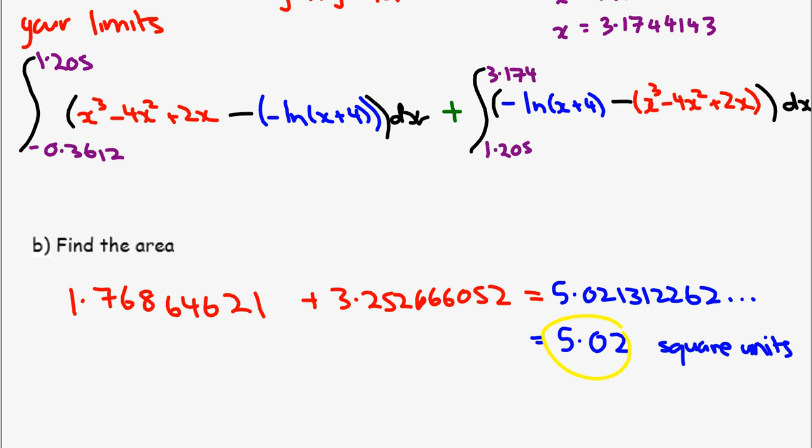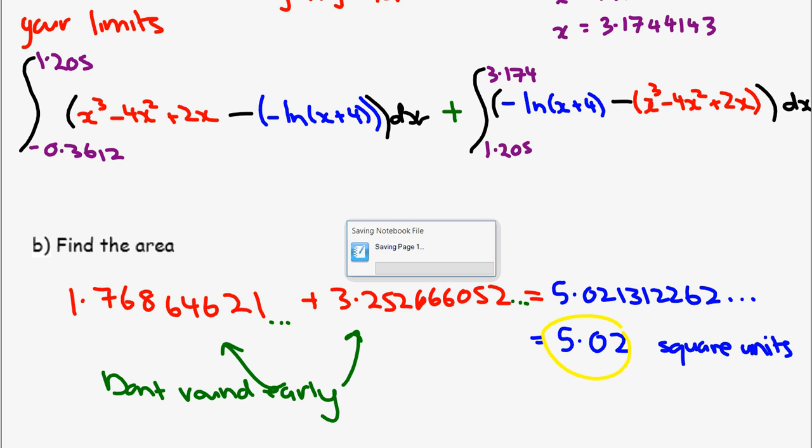So don't round early. That's really important, otherwise you'll get a big error. So that's a big commitment, doing a question like that. And that's the end of this particular lesson. I'll just click stop on here so it'll start converting. But we'll do a bit of volumes of revolution as well.